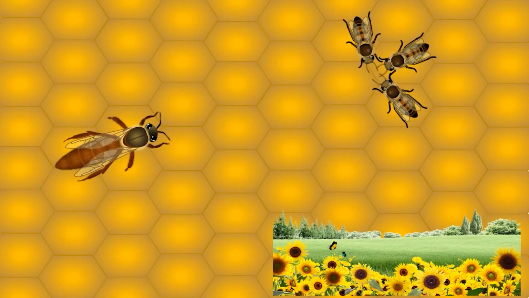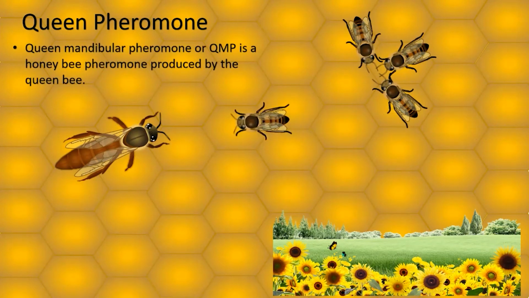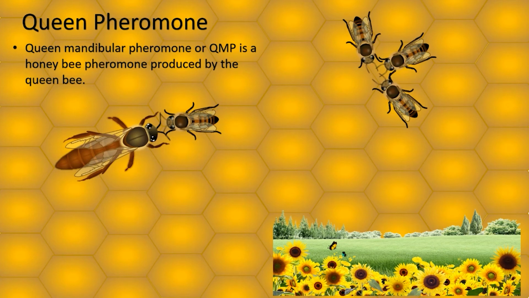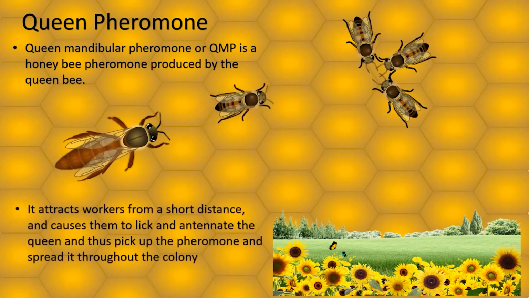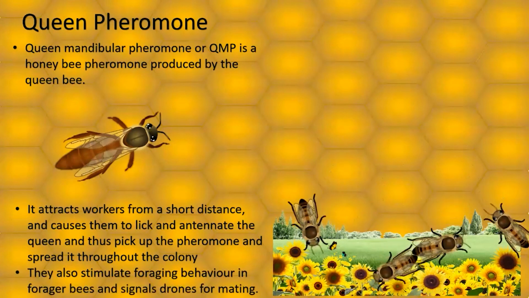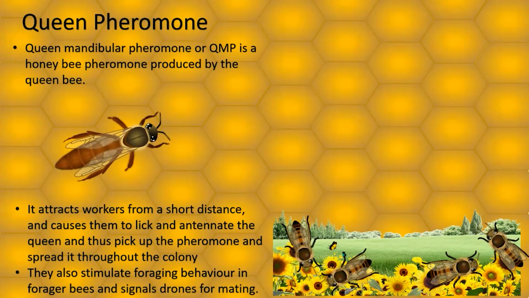Let us see about pheromone signals. First, let us see about queen pheromone. The queen mandibular pheromone, or QMP, is a honeybee pheromone produced by the queen bee. It attracts workers from a short distance and causes them to lick and antennate the queen and thus pick up the pheromone and spread it throughout the colony. They also stimulate foraging behavior in forager bees and signal drones for mating.